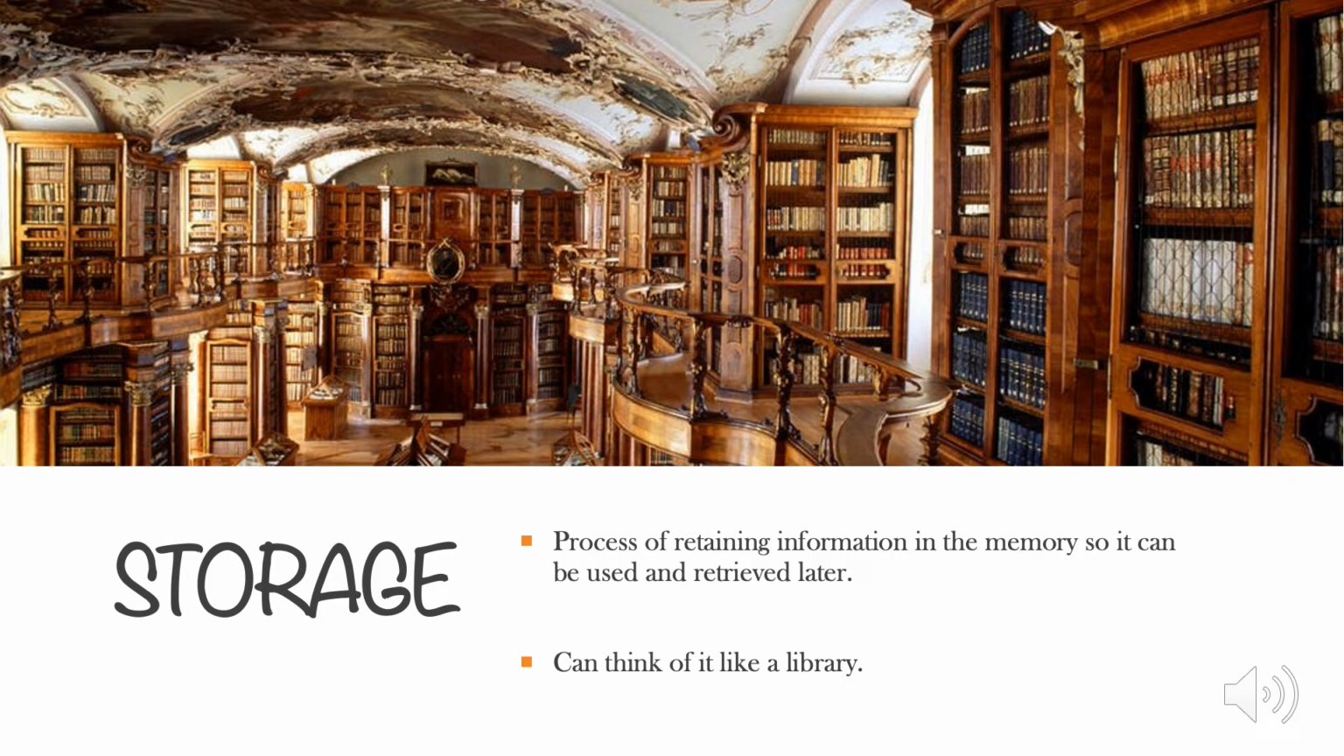The second step in this memory process is storage. This is when we retain information in our memory so it can be used and retrieved later. This is a very organised process inside of our brain because obviously we've got so many memories in there, so many different times, places, themes, etc. So it's very organised so that it's easy to retrieve for us later. A good way to think of it is like a library. You've got different sections for different themes and you can easily find that information.